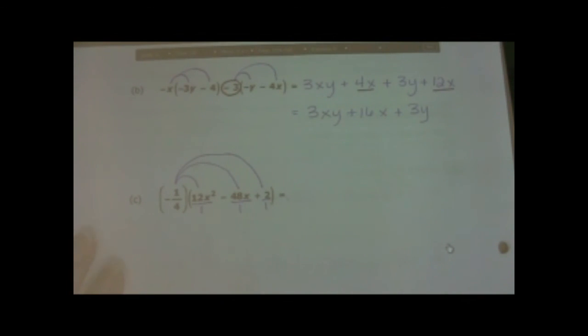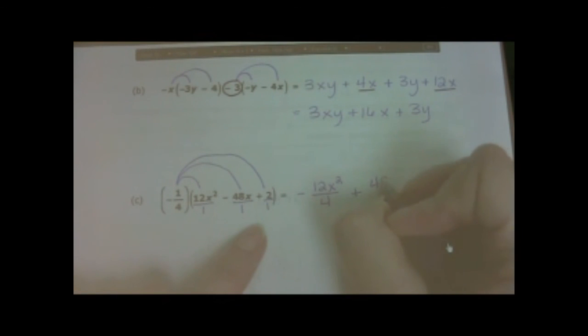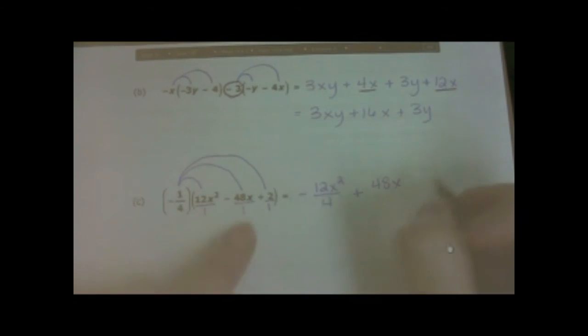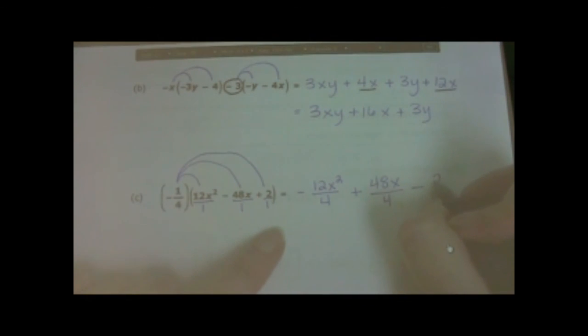All right? So, first of all, negative times positive is negative. 1 times 12x squared is 12x squared. 4 times 1 is 4. Negative times negative is positive. 1 times 48x is 48x. 4 times 1 on the bottom is 4. Negative times positive is negative. 1 times 2 is 2 on the top. 4 times 1 is 4 on the bottom.